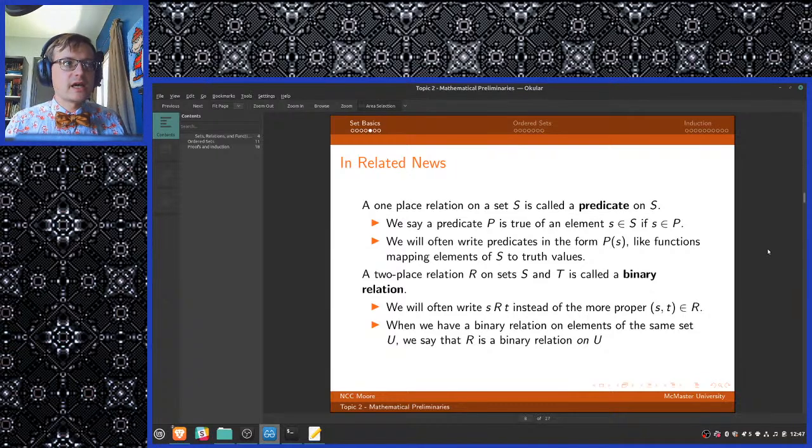So, it really depends. This is one of those definitions that will depend on what class you're taking, how a predicate is defined. In our case, we're going to define a predicate as a one-place relation on a set S. We say that the predicate P is true if an element S in the set S is also in the predicate. So we're going to think of predicates as being a subset of the set. We will often write predicates in the form P of S, just like functions which map S to truth values. Sometimes you'll have predicates defined as functions from the set S to the set true-false, right? In this case, the truth or falsity is implicit in the membership.